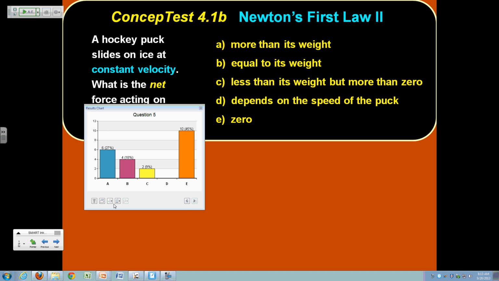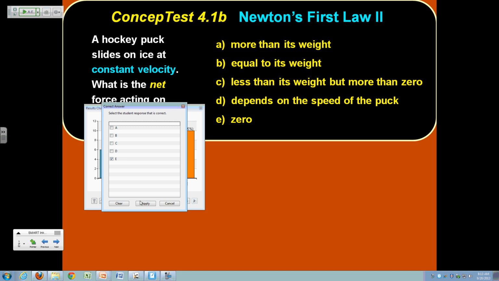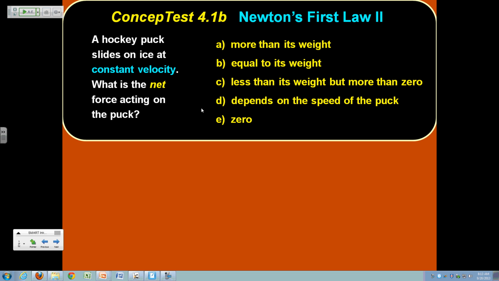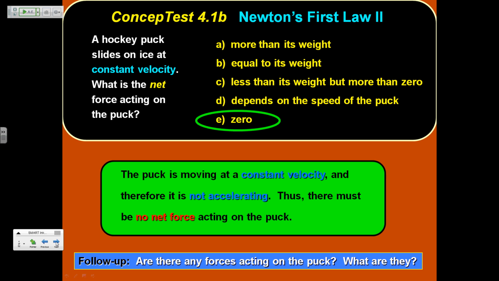All right, very good. The answer is E. If it's moving at a constant velocity, that means the acceleration is 0, so the net force is 0. So that's a very Newtonian way of looking at things, but all those others are sort of, you know, Aristotelian way of thinking.